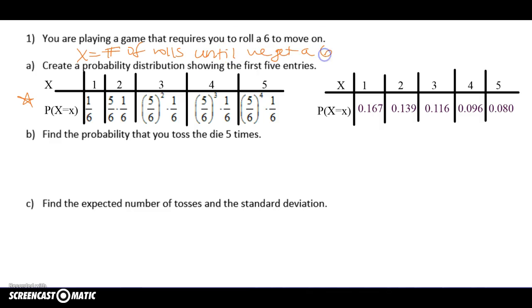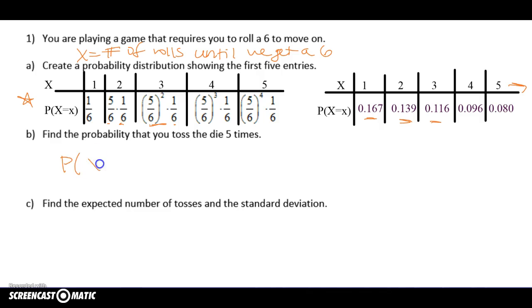So we said it could happen on the first roll with a probability of 1/6. Over here we have the corresponding decimal. We could get it on the second roll, which means we didn't get it on the first, but we got it on the second. That gives us 0.139. If we got it on the third roll, didn't get it, didn't get it, got it, that'd be 0.116, and so on. And this really does keep going. These do not add to 1 because we don't know when that could happen.